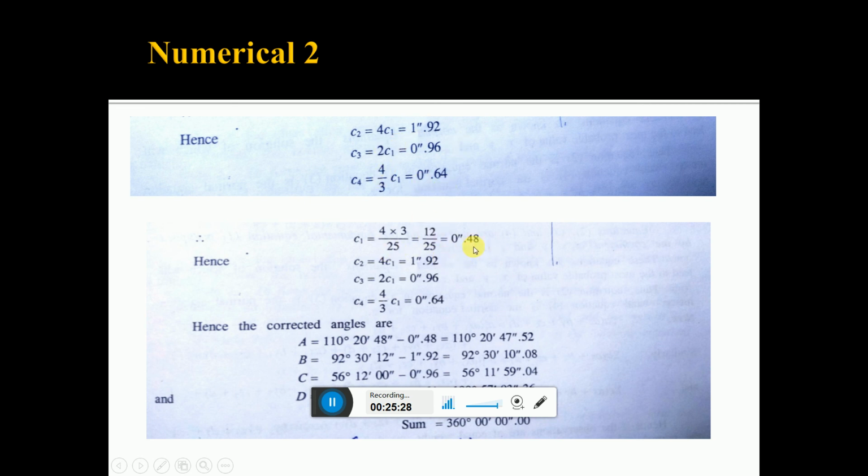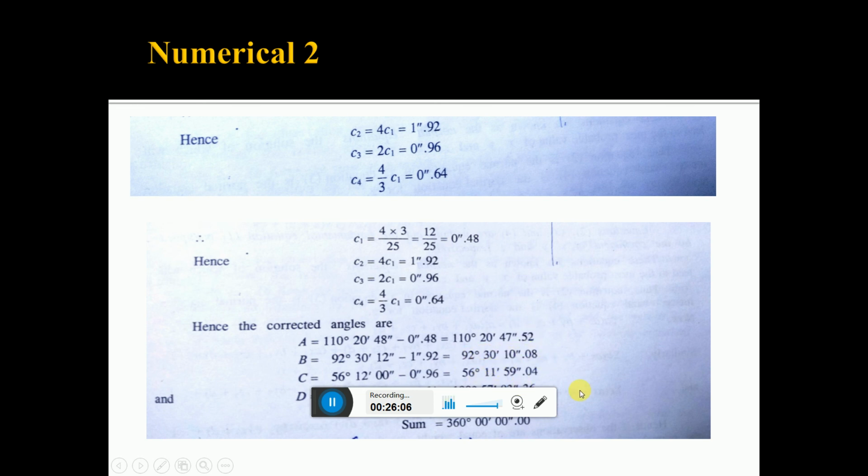So C1 is 0.48 second, C2 is 1.92 seconds, C3 is 0.96 second, C4 is 0.64 second. Hence, the corrected angles are obtained as follows. As the error was positive, you have to subtract these corrections from the observed values, the respective correction from the respective angle. C1 is the correction for A, C2 is the correction for B, C3 is the correction for C, and C4 is the correction for D. So subtract the respective corrections from the respective angles, and you will get the corrected values of angles A, B, C and D.